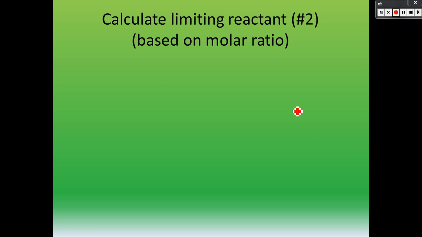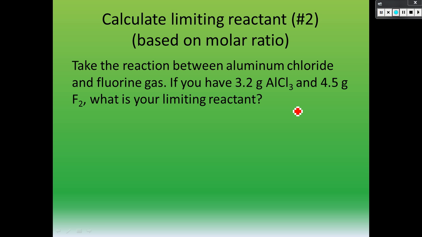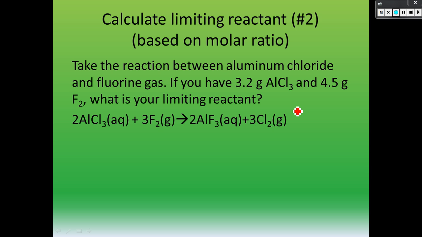The second way to calculate limiting reactant is based on the molar ratio. If you have the number of moles and you understand how to do this, this is where you can save yourself a step over calculating based on the product. If you don't have the number of moles, it's whatever you're more comfortable doing. So exact same problem as before, 3.2 grams of aluminum chloride, 4.5 grams of fluorine gas. What is your limiting reactant?